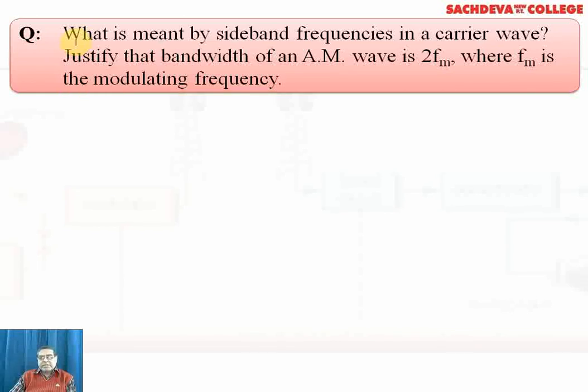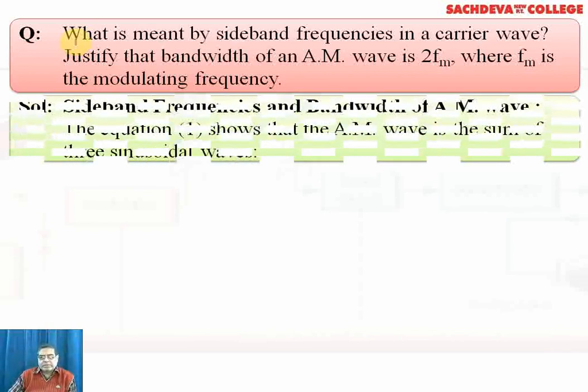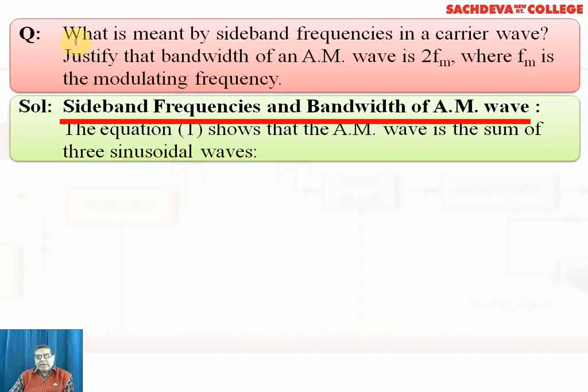So what is our next question? We have to explain sideband frequencies in the carrier wave. We have to justify that the bandwidth of an amplitude modulated wave is 2 FM, that is twice the modulating frequency of the modulated wave, where FM is the modulating frequency. So the concept is sideband frequencies and bandwidth of the amplitude modulated wave. For sidebands and bandwidth, there is a range of frequencies, and that is called the bandwidth.